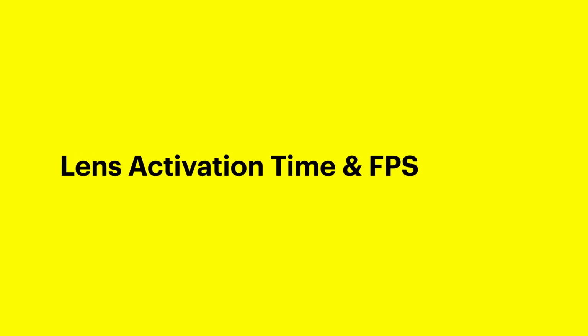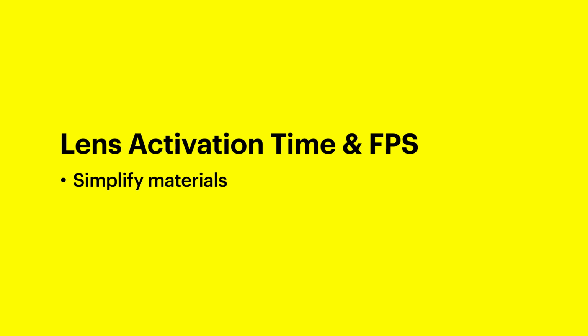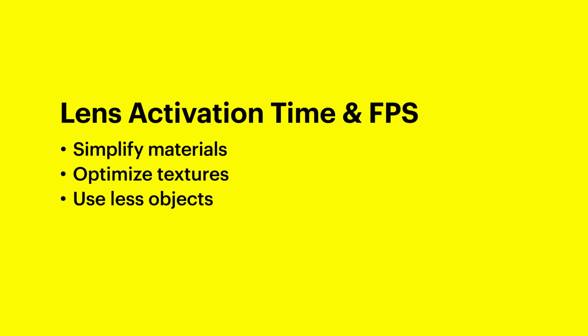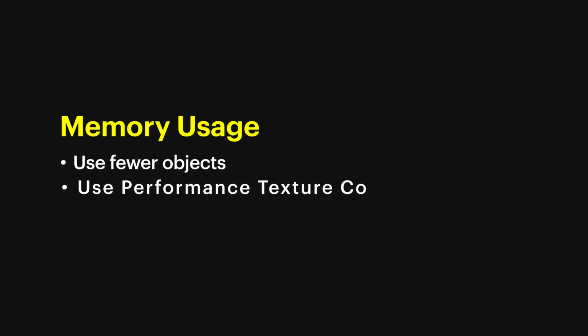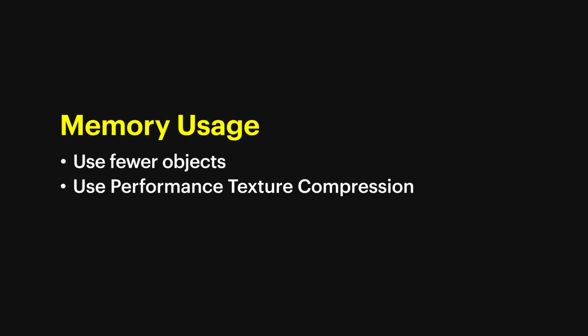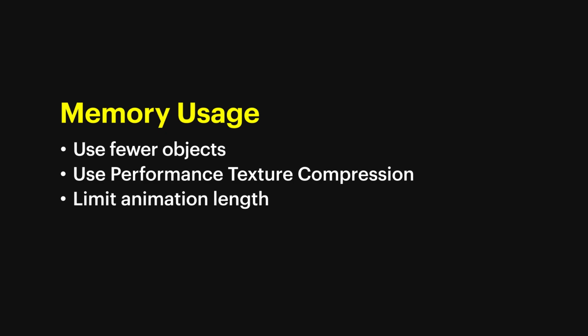You can improve lens activation time and FPS by using simpler materials, optimizing textures, reducing object numbers, and limiting vertex counts. Improving memory or RAM usage involves keeping object count low, using performance texture compression, and limiting animation length.